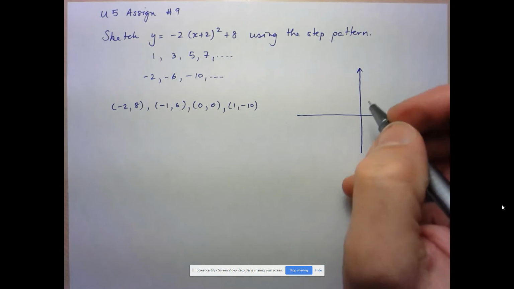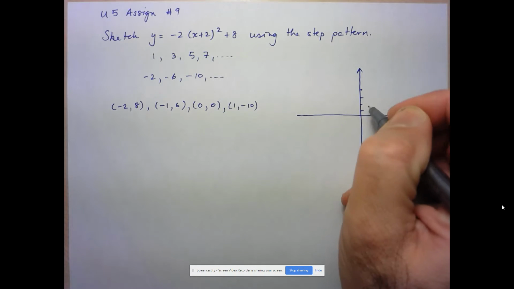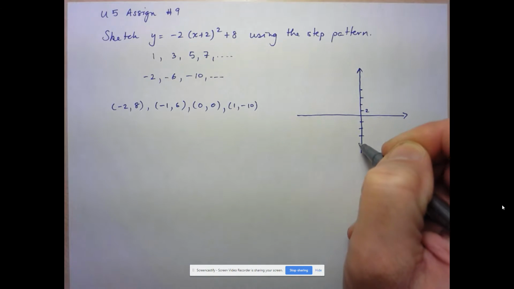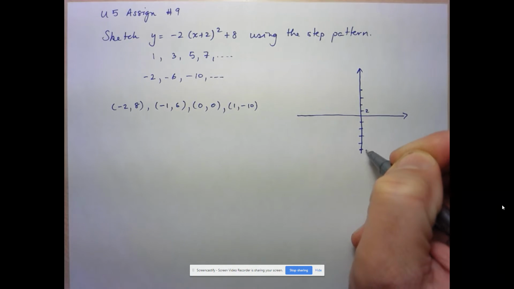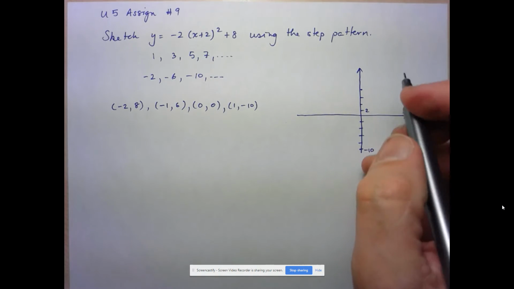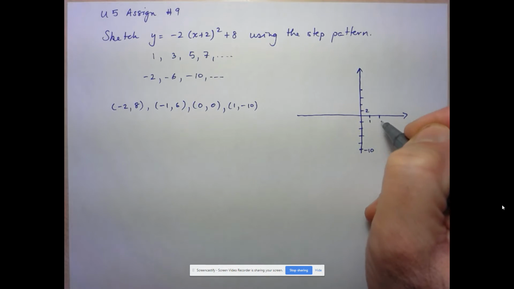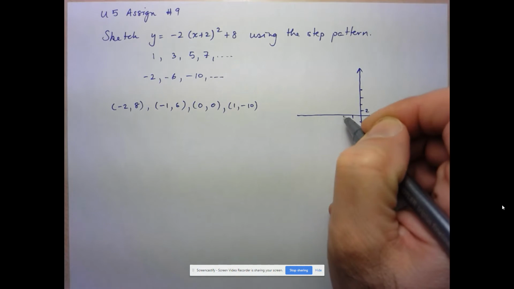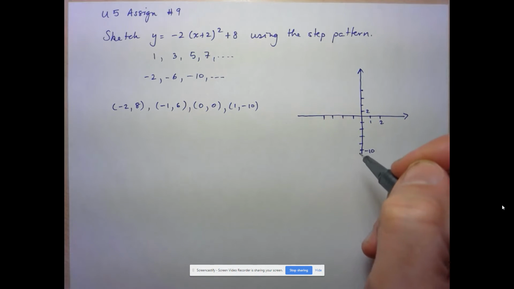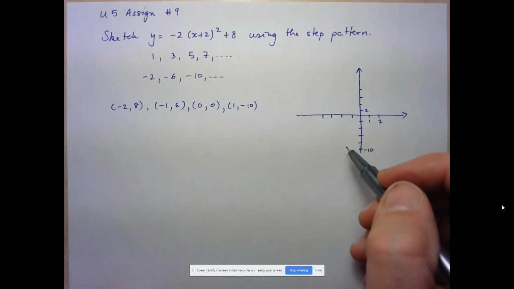Here we'll go up by 2: 2, 4, 6, 8. And then -2, -4, -6, -8, -10. That's as far as we need to go. On the x-axis, I'll go up by 1. So we have 1, 2, then -1, -2, -3, -4. Obviously, if you're working with a grid, you can be a little more accurate than this.